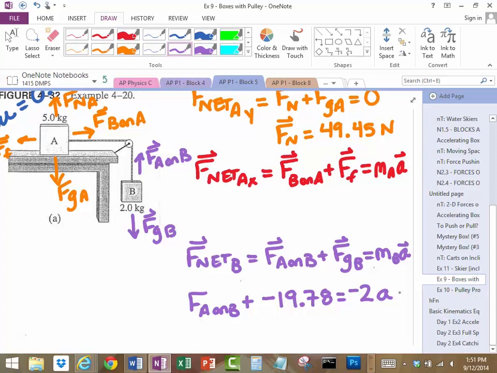Okay? So let's play the positive and negative game for box A first. Which way is box A accelerating? To the right. Are we going to call that positive or negative? Positive. So this one's going to be positive. Is the force of friction going to be positive? It's going to oppose, so it's negative, and the force of B on A is going to be positive. Is that okay?